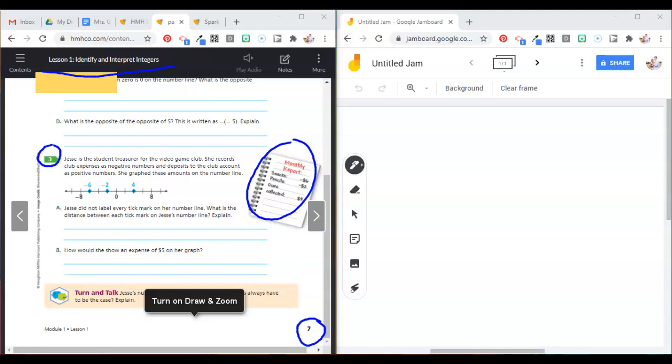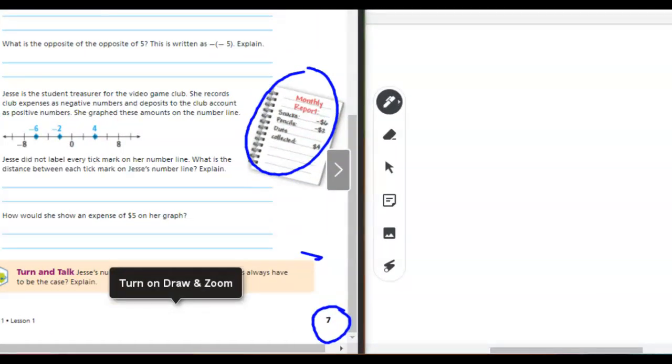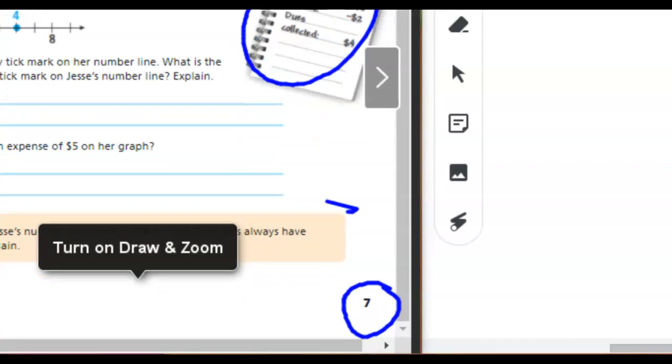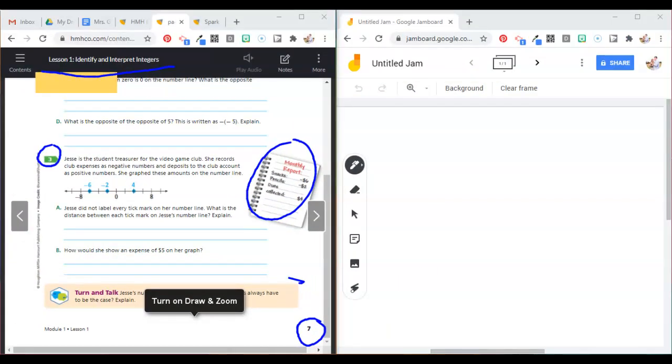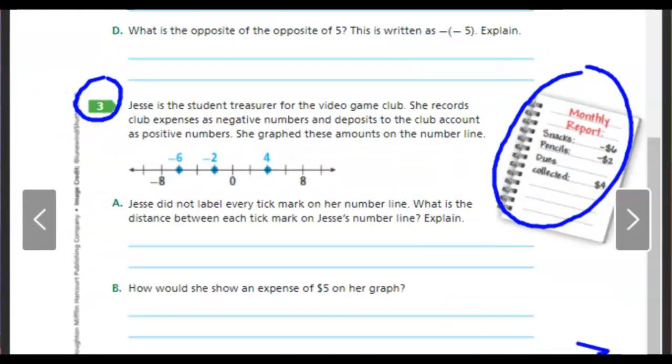Okay, let's look at A. Jessie did not label every tick mark on her number line. What is the distance between each tick mark on Jessie's number line? Let's zoom in a little bit so we can see it a little more. Okay, if I was thinking that maybe it was ones, let's count by ones. 1, 2, 3, 4. That doesn't work, so let's try twos. 2, 4, 6, 8. So each one represents 2 units.